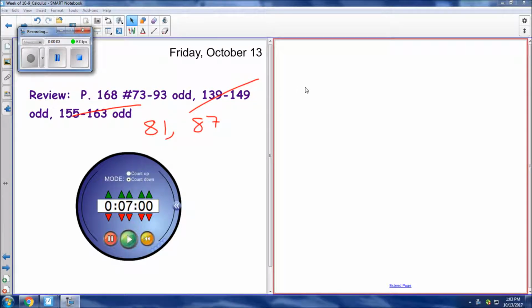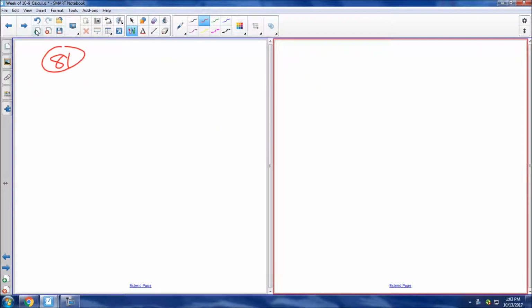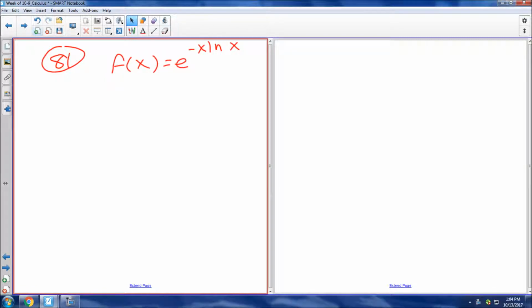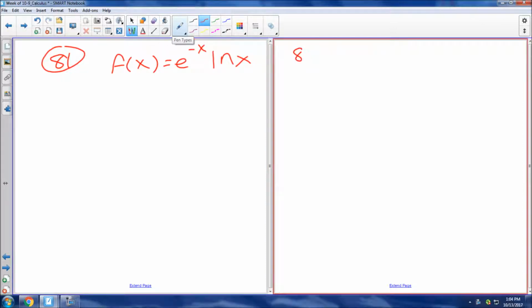Looking at question 81 and 87. So 81, can someone just read it to me? F of x equals e to negative x times ln of x. Like that? The ln is just times, it's not an exponent. Yeah, like that. And then what was 87?